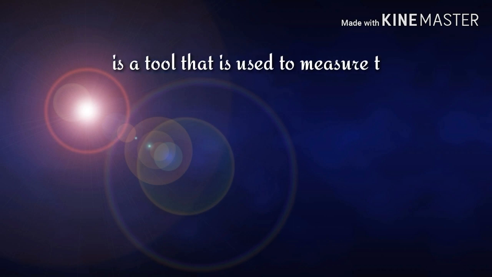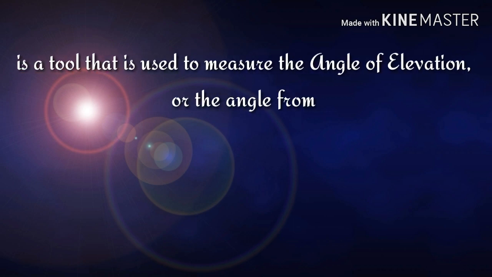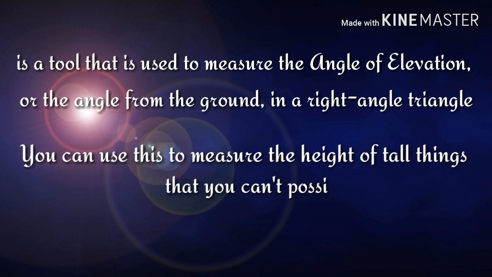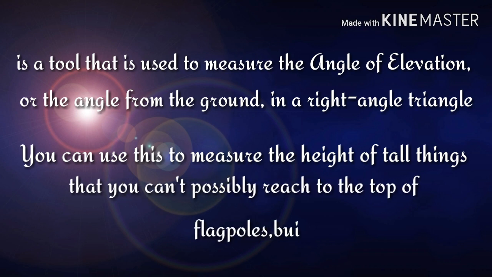A clinometer is a tool that is used to measure the angle of elevation, or the angle from the ground, in a right angle triangle. You can use this to measure the height of tall things that you can't possibly reach to the top of, such as flagpoles, buildings, or trees.